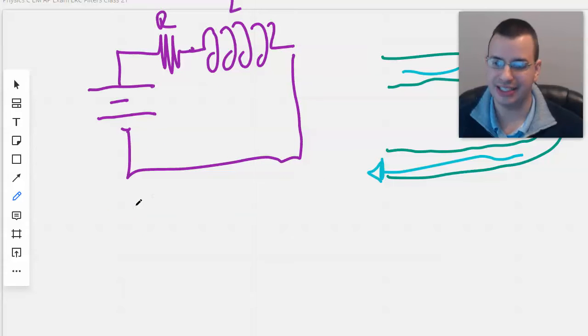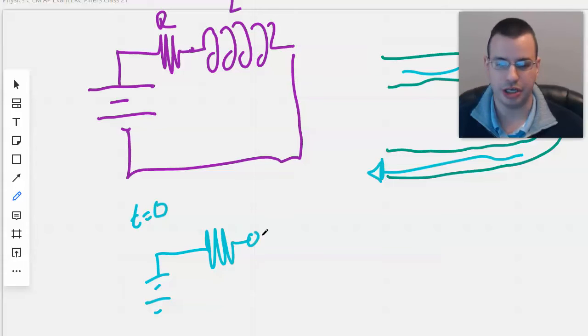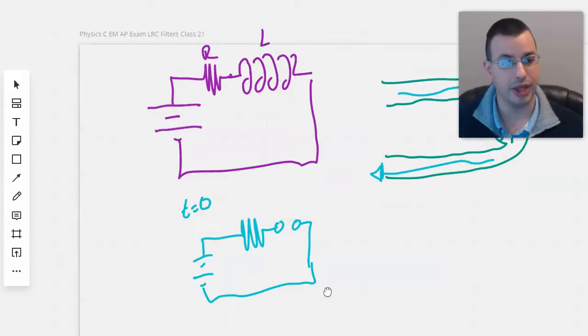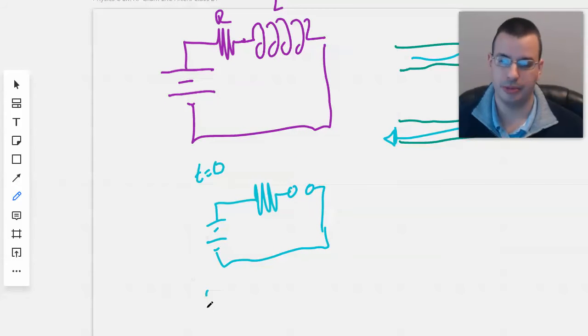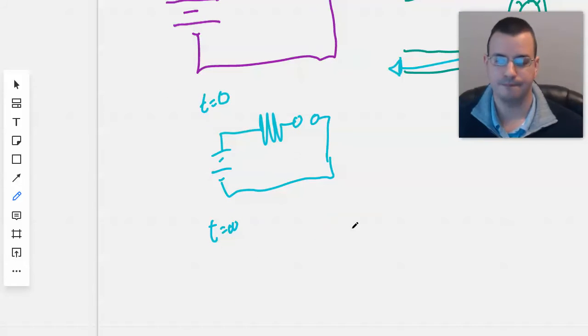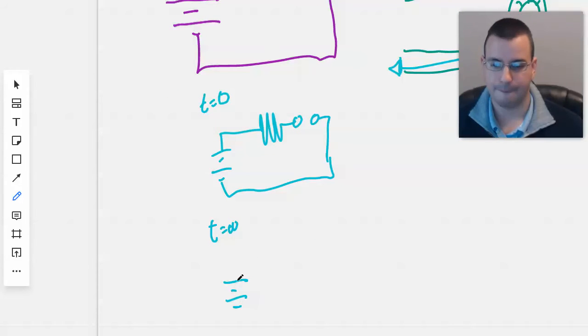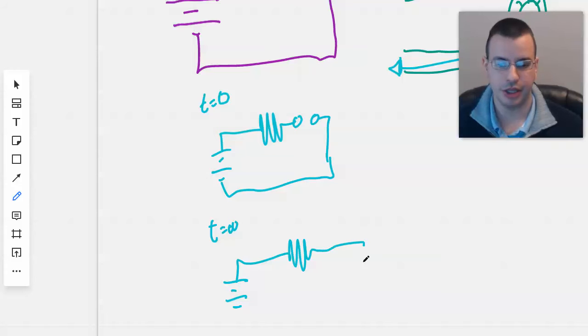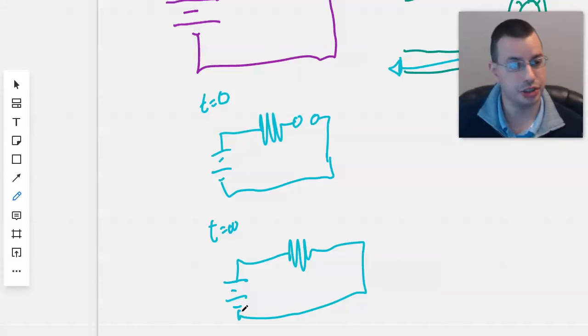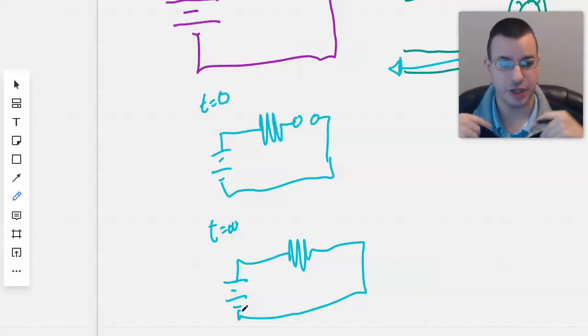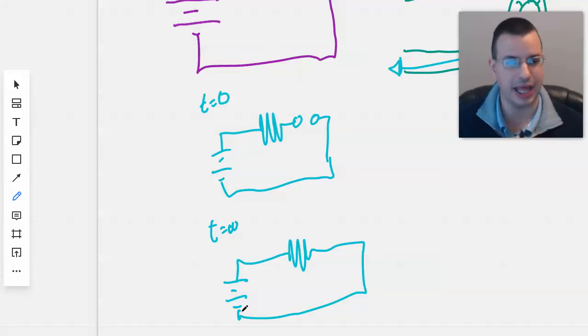Similar with an inductor. So at t equals 0, we have our battery, we have our resistor, and then our inductor looks like an open circuit, which is opposite from the way the capacitor worked. But at t equals infinity, our inductor will look as if it's a short, so it'll allow current to flow straight through with no resistance.